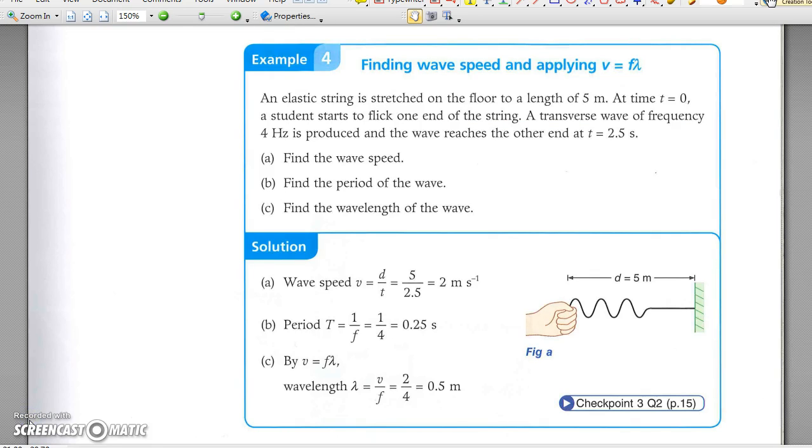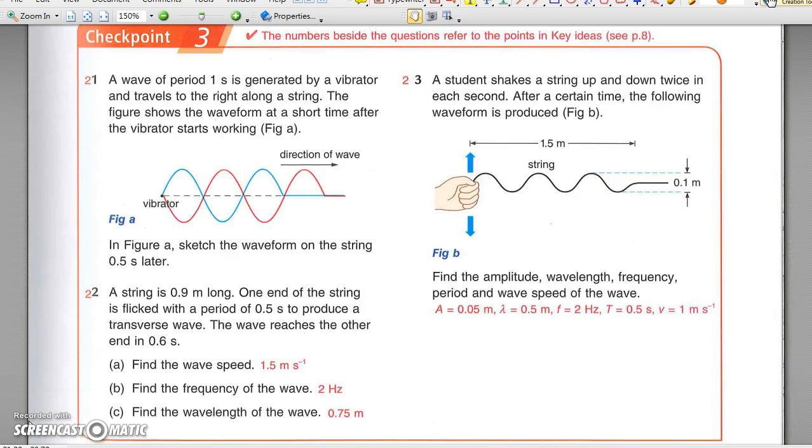Example 4. Finding wave speed and applying v equals f lambda. It is a simple application of the above formula. Let me leave this example to you. Try check point 3 below.